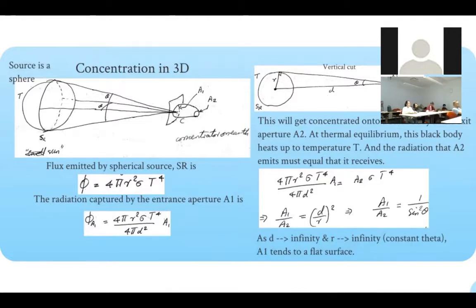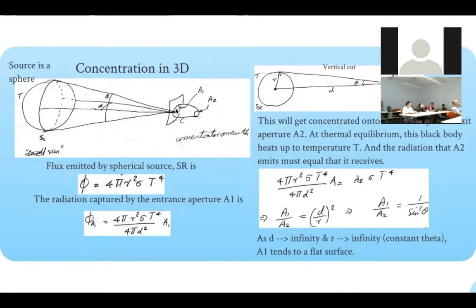We can still take a cross-section through the center of the sphere, and you end up with a picture which looks exactly like before, right? We have the radius r here, the distance d here, and theta defined as sine theta is r over d. Basically, we can come up with the same expressions. The flux emitted by the spherical source now is, of course, the area of the sphere, which is 4 pi r squared, the surface area of the sphere, times sigma T raised to 4, which is the Stefan-Boltzmann law. Area times sigma T to the 4.